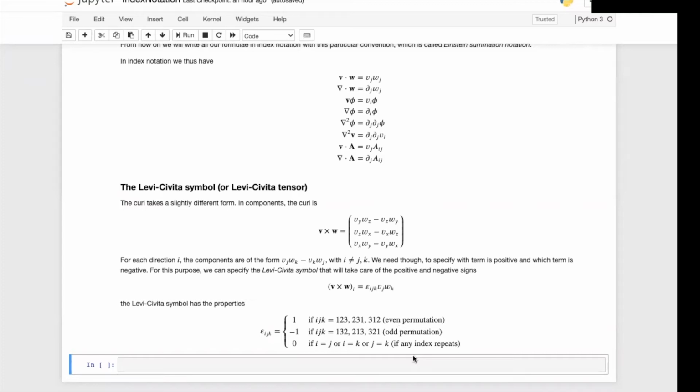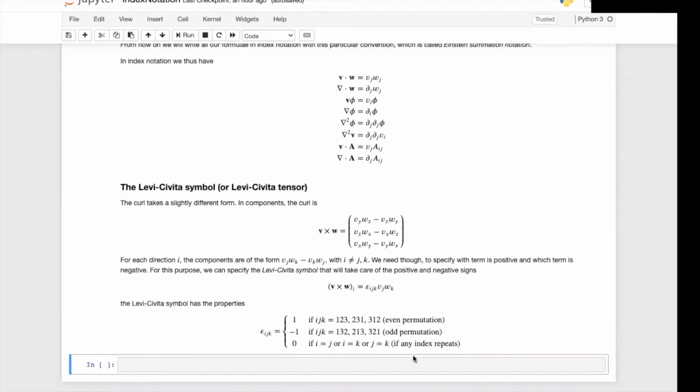Epsilon ijk is equal to 1 if i, j, k is 1, 2, 3, or 2, 3, 1, or 3, 1, 2. This is called an even permutation. Imagine that you have periodic boundaries, so you can shuffle them. You can put the 3 from the last position to the first, keeping the same order. So 3, 1, 2: you shuffle the 3 to the front, but you didn't change the order.